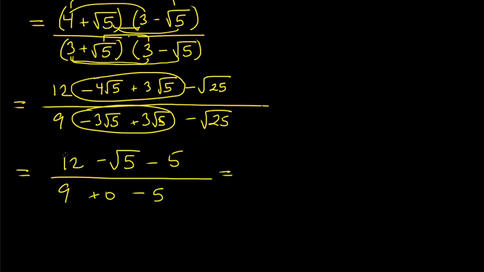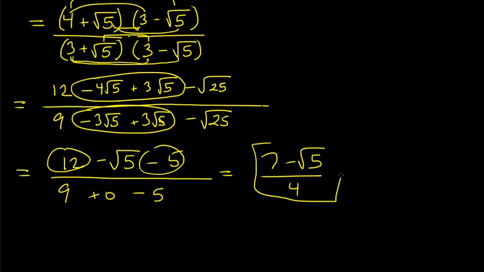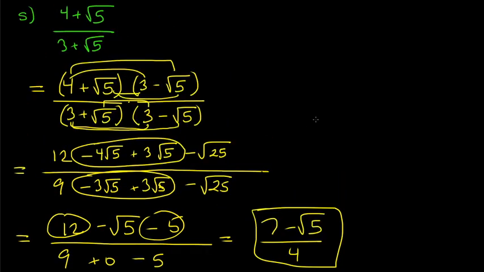So what do we get? 12 minus 5 is 7, and 9 minus 5 is 4. So we're going to get 7 minus the square root of 5 over 4. And that's our answer for this problem.